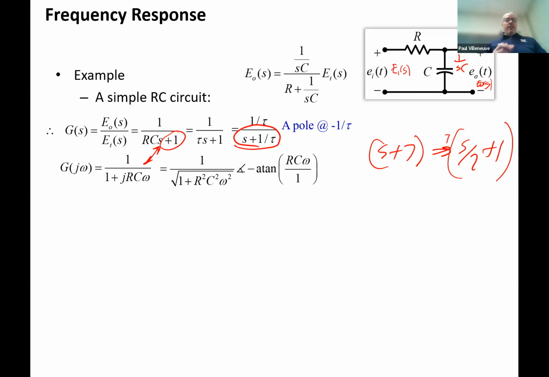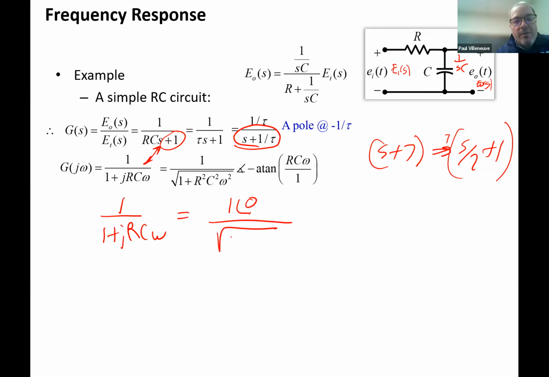Magnitude and angle. Let's look at 1 over 1 plus jRC omega. The numerator is 1 at an angle of 0. The denominator has a magnitude of the square root of 1 plus the imaginary part squared, because that's the Pythagorean theorem. I didn't include the square on the 1, but 1 squared is equal to 1. Then the angle over here.